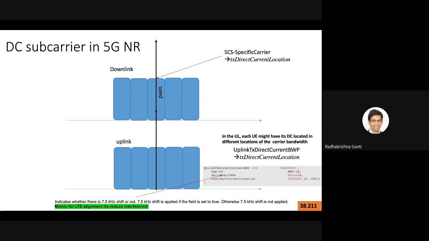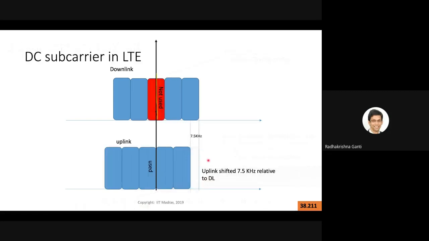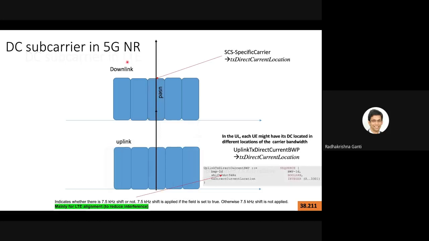Okay, so the two takeaway points on the slides are: in LTE, there's a shift of 7.5 kilohertz, and the 7.5 kilohertz shift between uplink and the downlink is a big pain. Whereas in 5G NR, both of them are aligned, and you have an option to shift for a particular user if you require. Okay, again, this is mainly for LTE alignment to reduce interference.